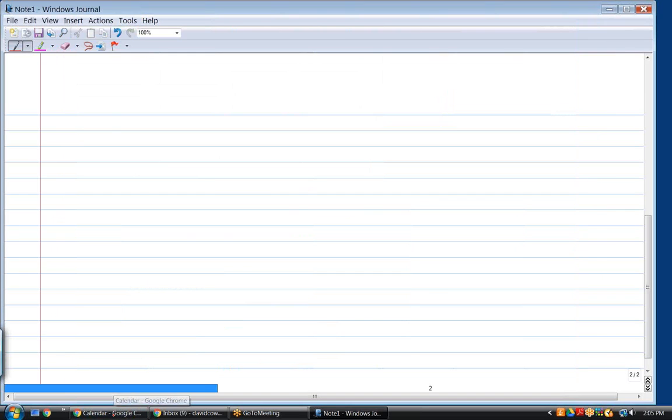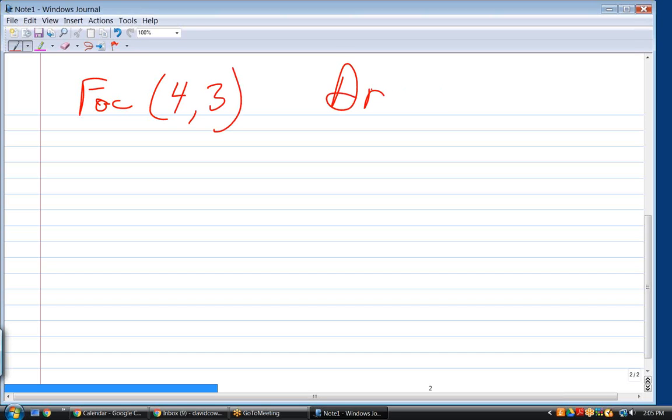We got some stuff here about finding the equation of parabolas given the focus and the directrix. The first one here is: find the equation of a parabola with a focus at (4, 3) and directrix y equals 5.